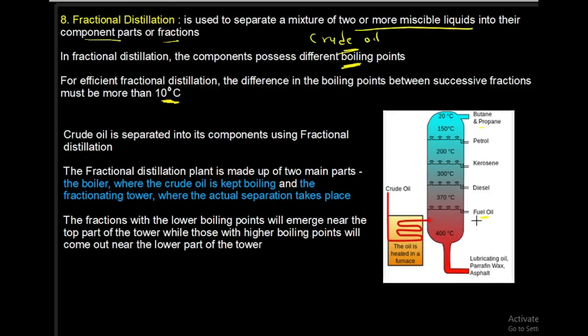So we have substances like petrol, which in this case is called the fuel oil, being brought out at very high temperatures of 370 degrees Celsius at the bottom of the tower, and then substances like butane and propane being brought out at very low temperatures, like 20 degrees Celsius and 150 degrees Celsius at the top of the tower.